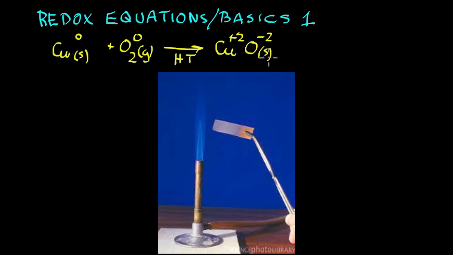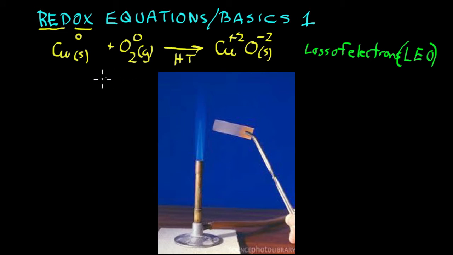Now, a redox equation is an equation that involves reduction and oxidation. Oxidation we will define as the loss of electrons. Loss of electrons is oxidation. It happens to be called LEO.